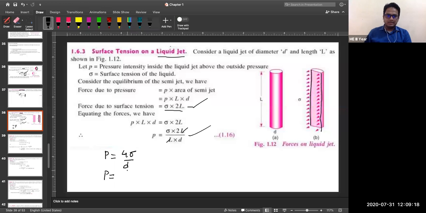So that it will be easier while solving the numerical. The last one is P equals 8 sigma divided by D, and the other is P equals 2 sigma divided by D. So all of you write down these three formulas. You can write here that this is for liquid droplet, this is for soap bubble, and this third one is for your liquid jet.